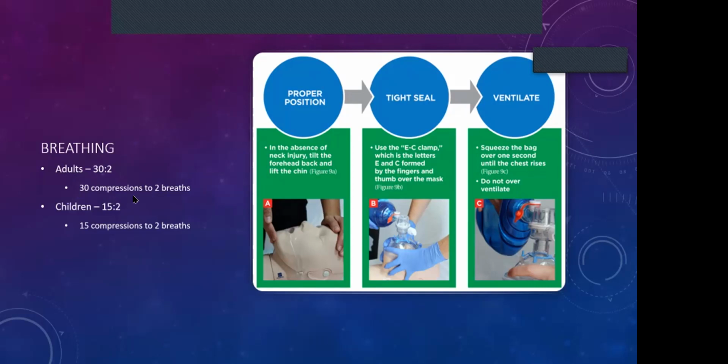The reason it's 15 to 2 is not because children are smaller. With kiddies, the majority of the time they go into cardiac arrest because of hypoxic disease. Hypoxia leads to cardiac arrest in children, so you're doubling the amount of oxygen that can go into their system. Once they get oxygen, they generally come out of cardiac arrest. That's not always the case; sometimes they have congenital heart problems or primary cardiac disease as well.